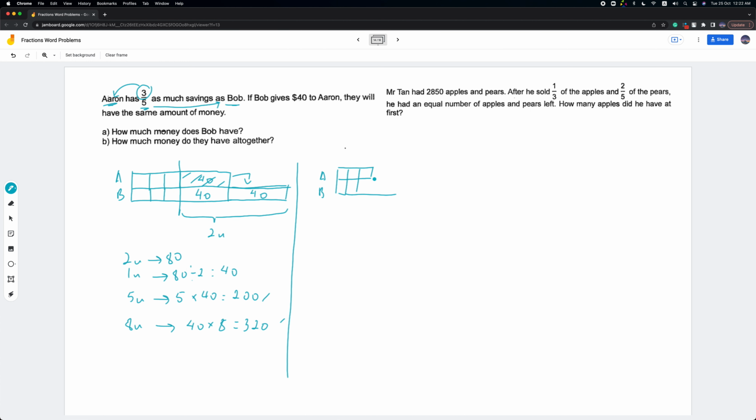Okay, and Bob has 5 units. Okay, for this case, if you draw this way first, it's easier because Bob gives $40 to Aaron and they have the same amount of money. And you know you just need to give 1 unit. So when you give 1 unit here, okay, so they have the same amount of money. So 1 unit is 40.